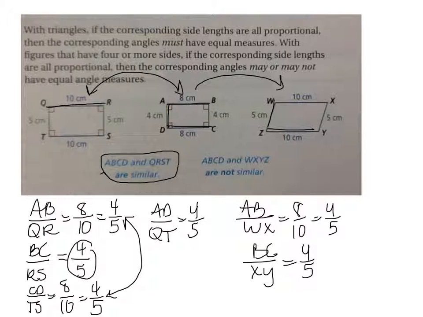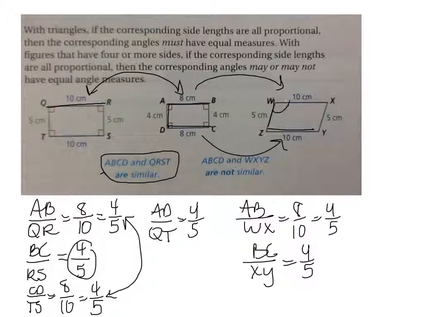Because the angle is not the same. Remember, in order for something to be similar, it has to be the same shape, just a different size. Are these two the same shape? No. We have a rectangle and we have a parallelogram. They are not the exact same. Therefore, they are not similar. The angle measures are not the same.